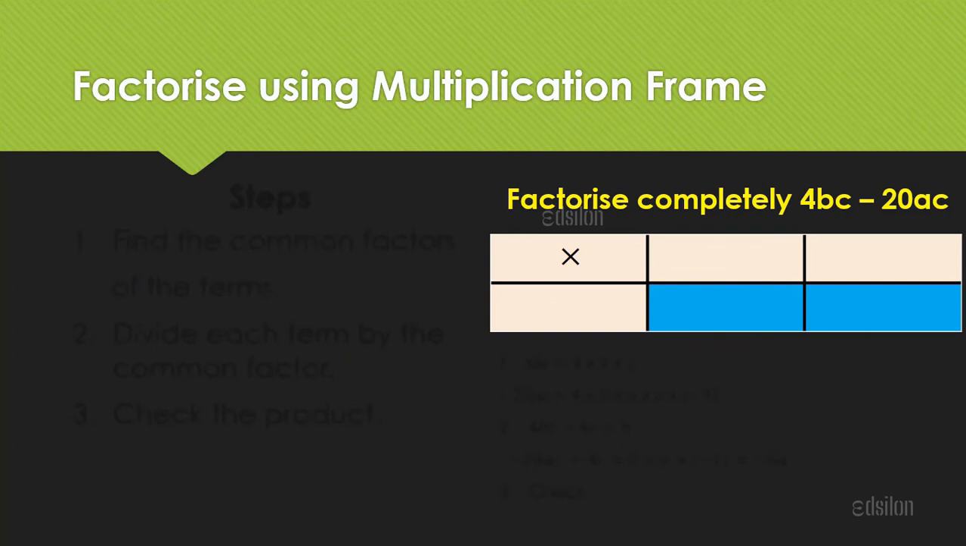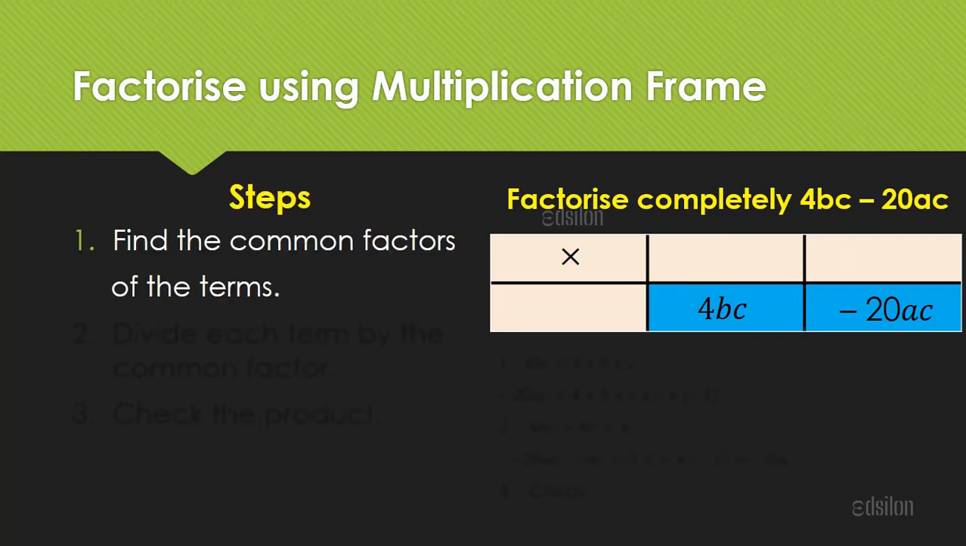In this example, you are asked to factorize completely 4bc minus 20ac. Where do we fill in 4bc minus 20ac in the multiplication frame? Fill in the two terms here. What do we do next? Let's take a look again at the steps. Step 1. Find the common factors of the two terms in the blue boxes.